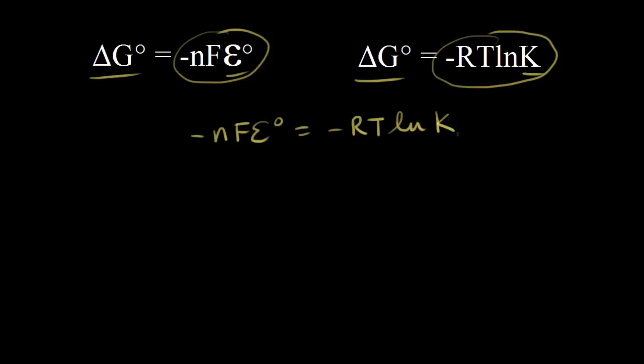And let's solve for E0. Let's solve for the standard cell potential. To do that, we need to divide both sides by negative nF. So we get E0 is equal to positive RT over nF natural log of our equilibrium constant. Next, we're going to solve for what this is equal to.